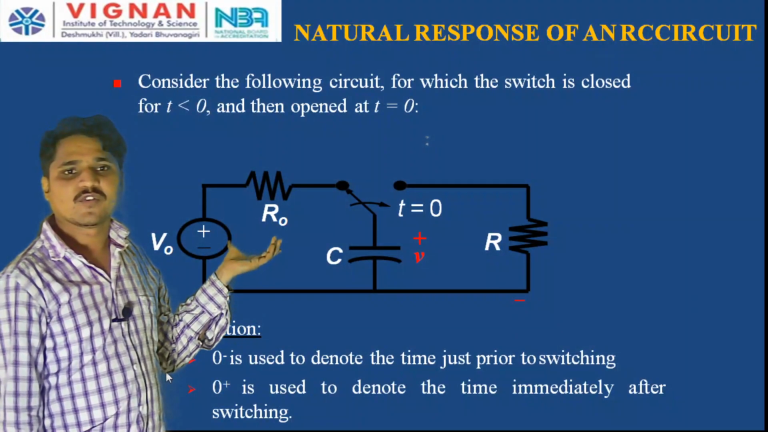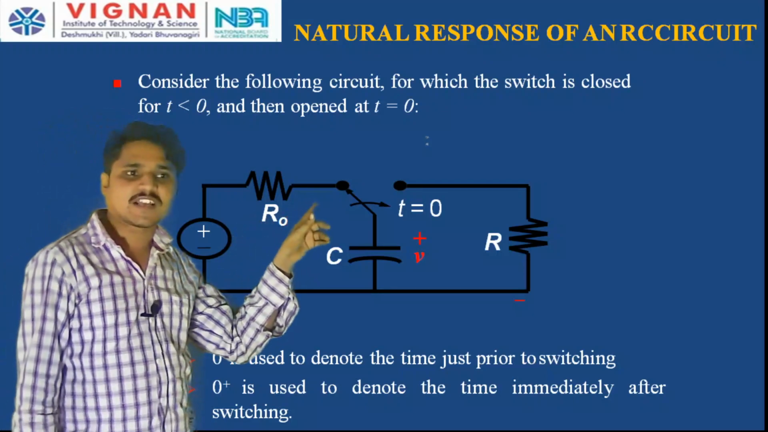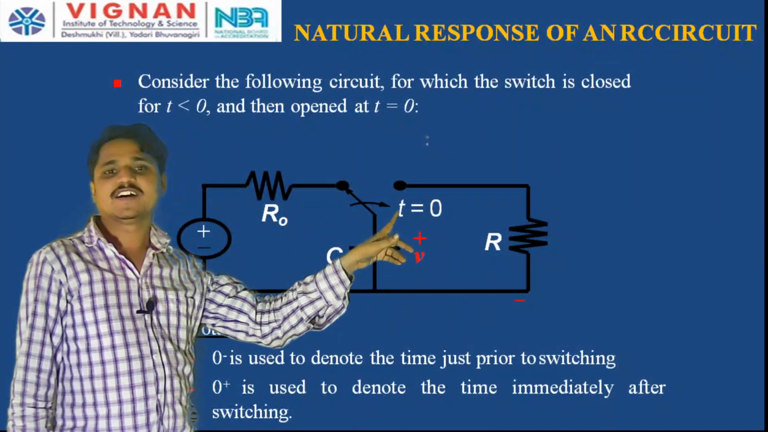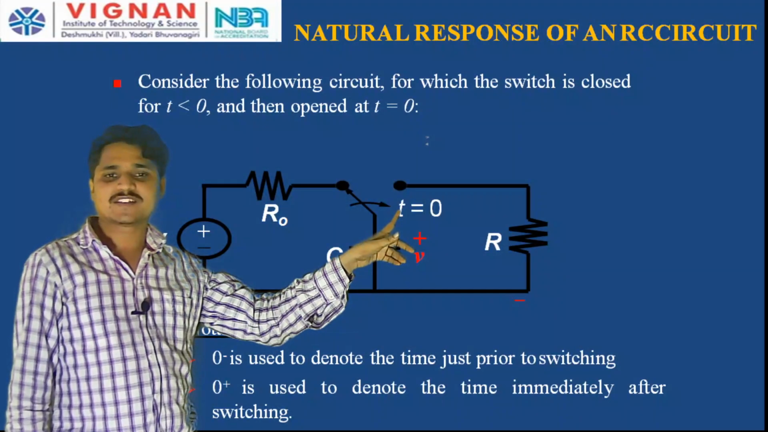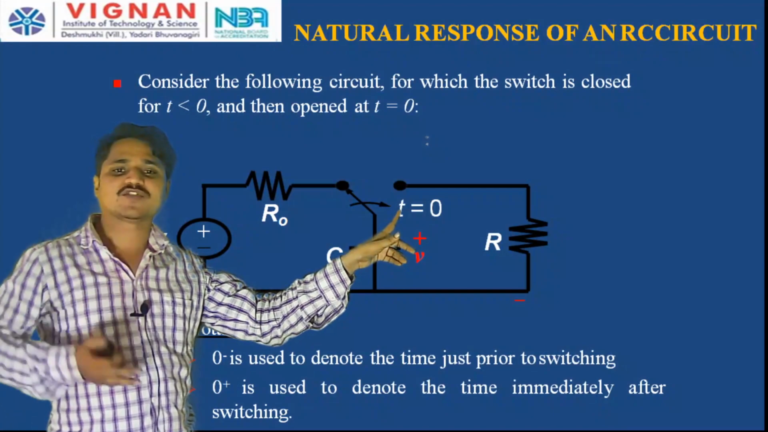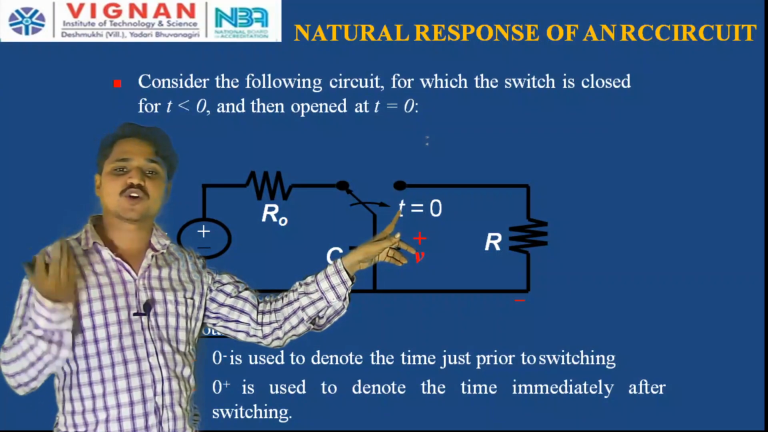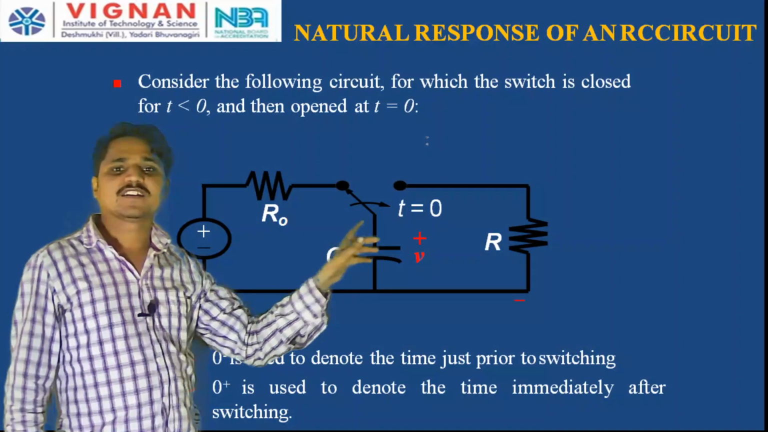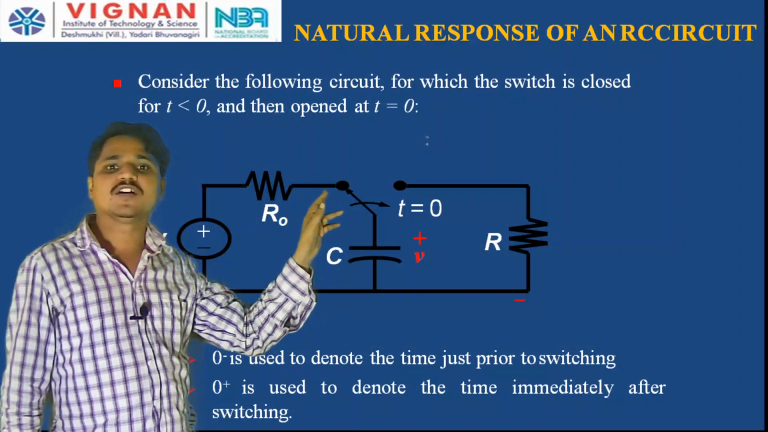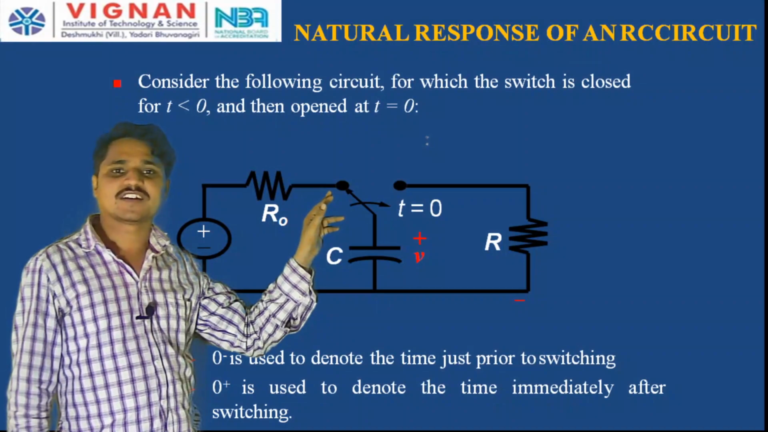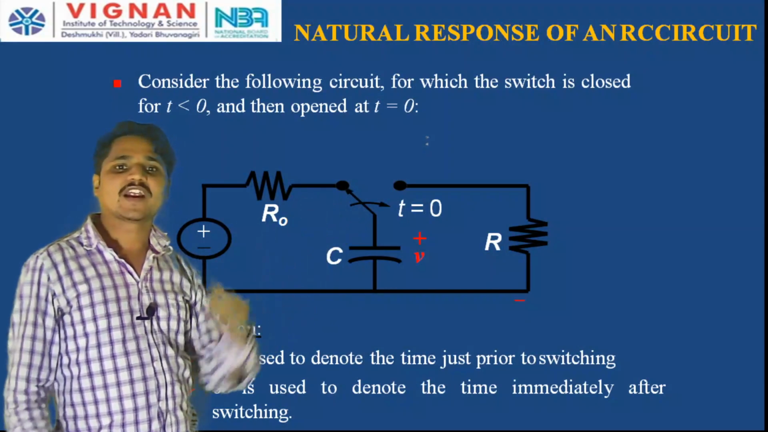We have to now look at the switch here. The switch is opening at t equal to 0. That means before opening the switch, at t equal to 0 minus, we have to assume that the switch is closed and connected to the source and the circuit was in a steady state condition. That means the switch has been closed for a long time.